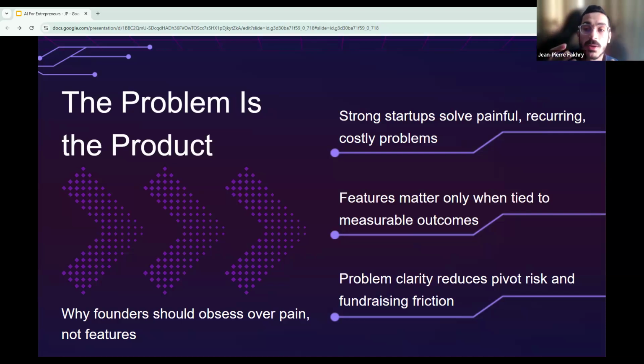So again, the strong statements here have three things in common. They name who is affected specifically, they describe when the pain happens, and they quantify how much it costs in time, money, or risks. All right, so this is a very, very important point to keep in mind.